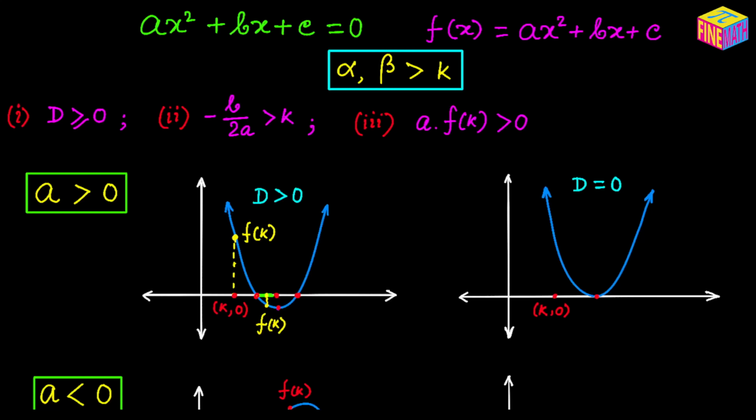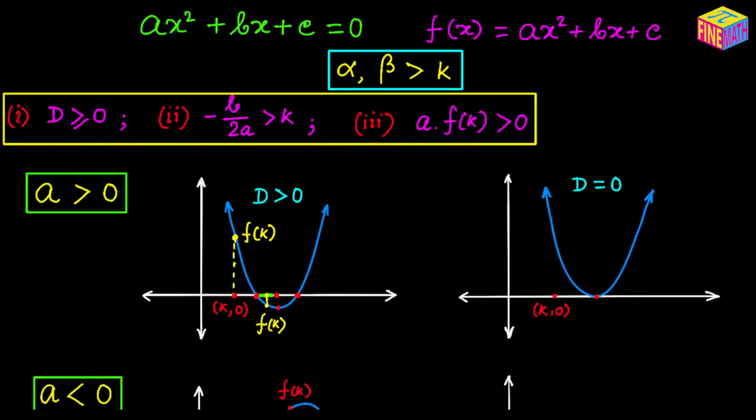So I have noted the third condition here, that a times f of k must be greater than 0 to guarantee that both roots will be on the right hand side of k. That means both roots will be greater than k. So those are the three necessary conditions to guarantee that both roots of a quadratic equation will be greater than the real number k. Now that we have determined the three necessary conditions, I'm going to take a quick example and see how this concept can be used.